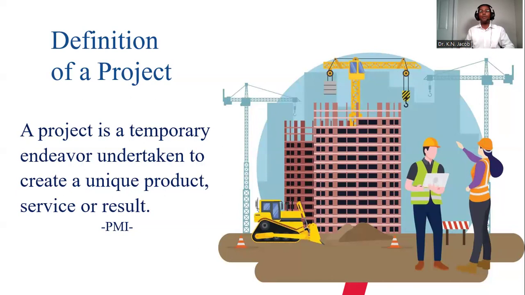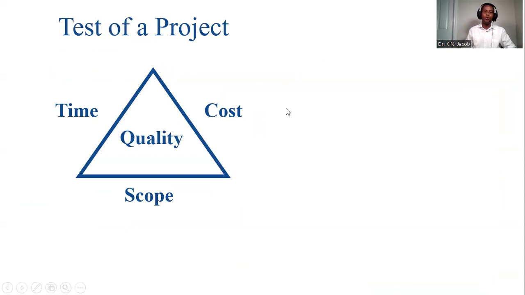To best explain this definition, I want us to look at the four tests of a project. That's scope, time, cost, and quality. So if you want to test a project, you have to ask yourself, can I define it in terms of scope, cost, time, and quality as defined by the user?